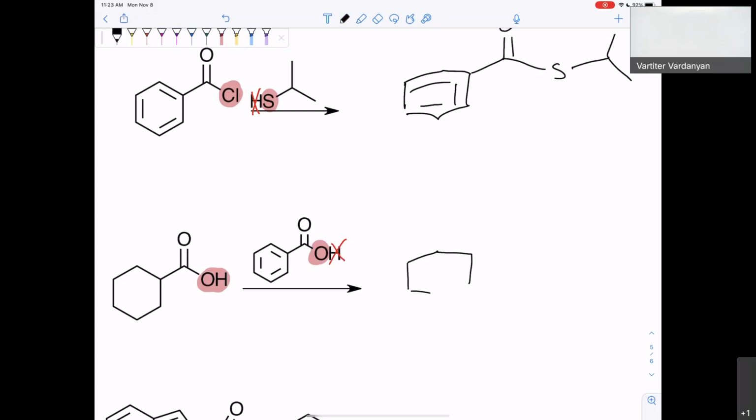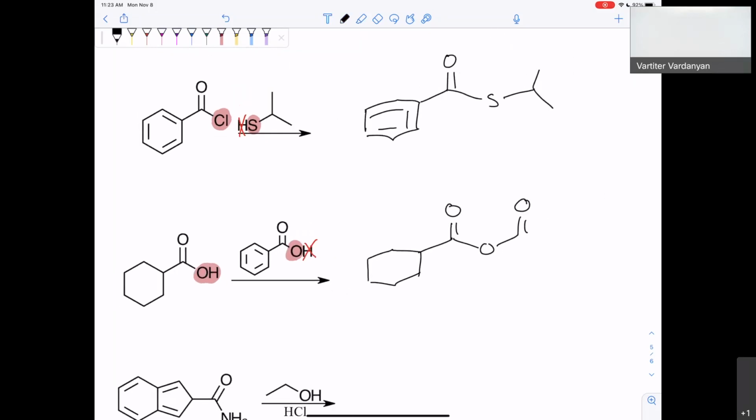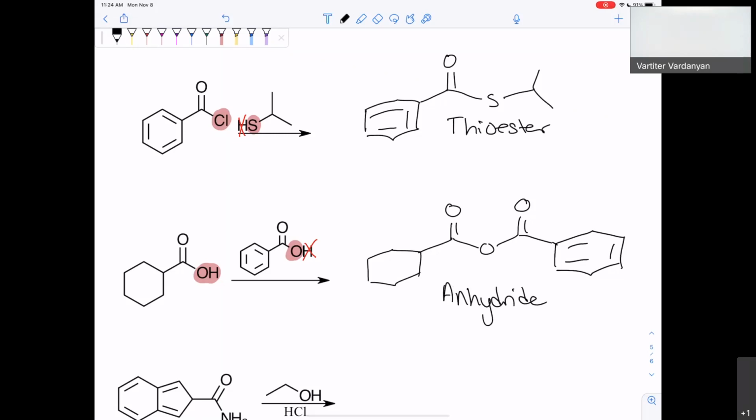So we end up making O, and we add this carbonyl, and that carbonyl is attached to a benzene. So what functional group did we make? An anhydride. And I forgot to ask for the first one. What did we make in the first one? A thioester. Yay! Okay, cool.